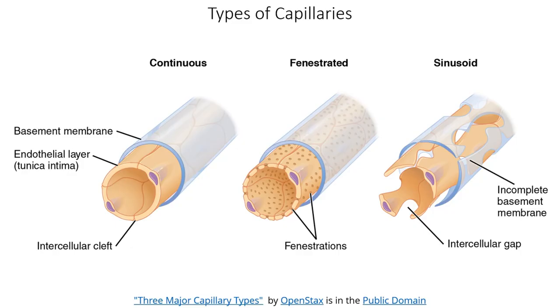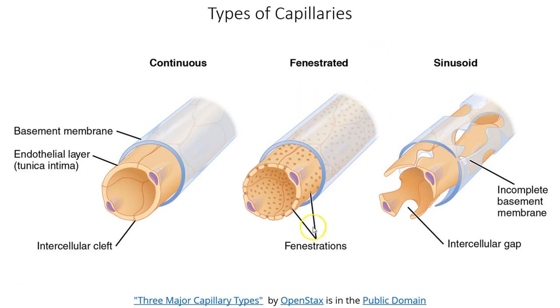So continuous capillaries are actually not found in the brain. They are going to have different types of movement up there. They can be part of the blood-brain barrier, which is a different structure. We'll talk more about that when we do the nervous system later in the semester, though.